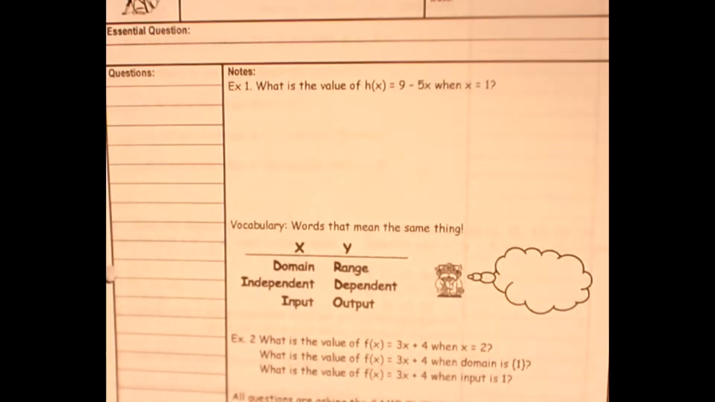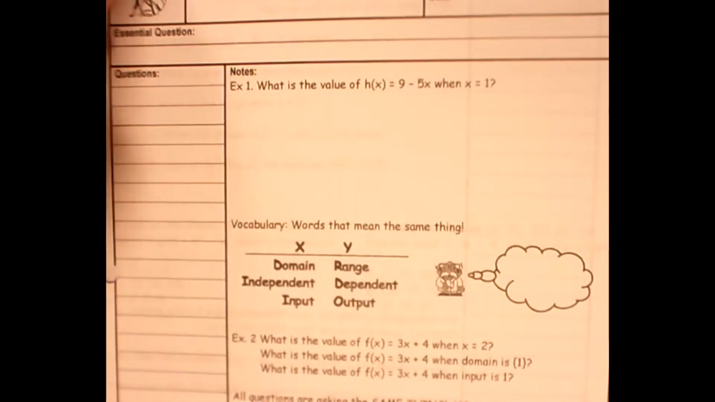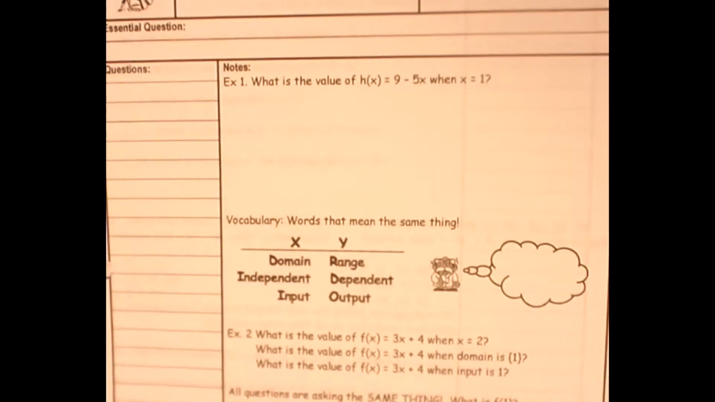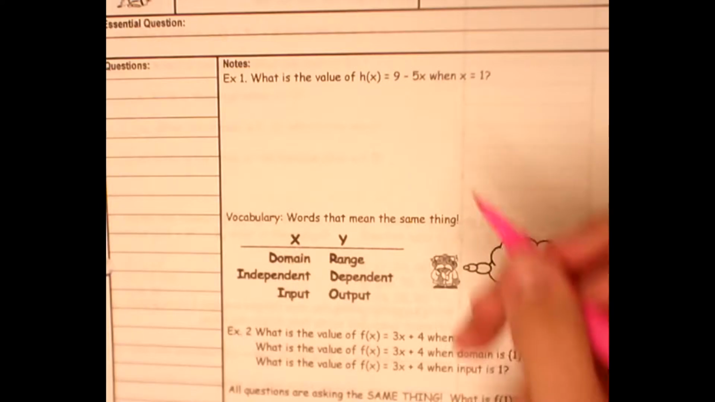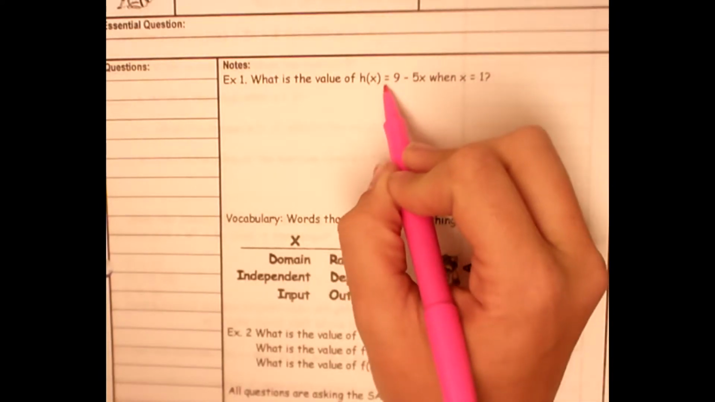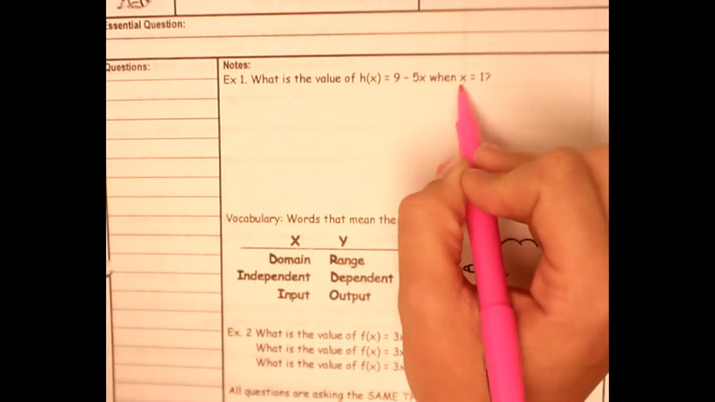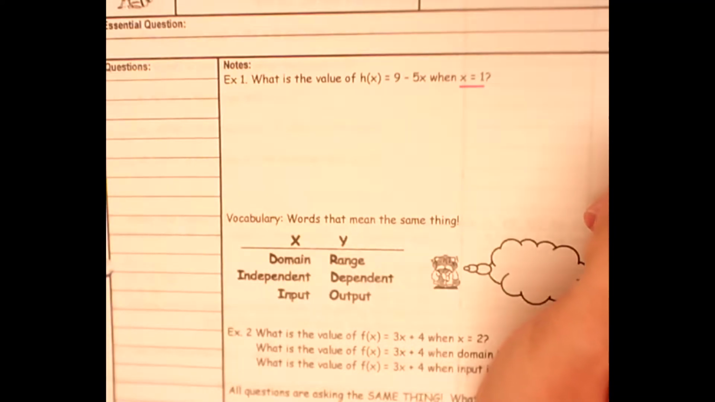So our last notes were mainly dealing with pictures. Today we're going to mainly be talking about the vocabulary and how they could ask it. So the first example is, what is the value of h of x equals 9 minus 5x when x equals 1? This is the way they could ask you.